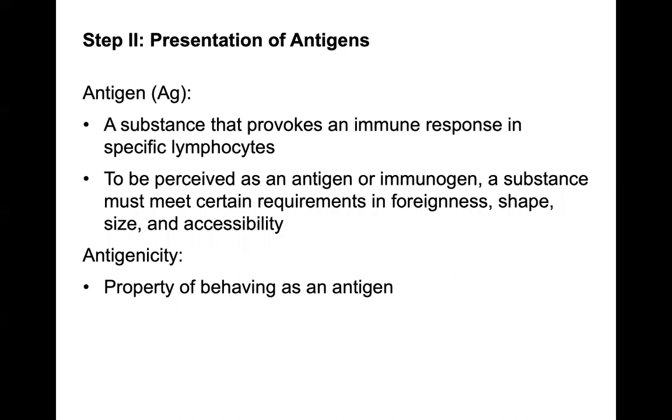Now let's talk about how the antigens get presented. An antigen, this is a substance that provokes an immune response in specific lymphocytes. To be perceived as an antigen or immunogen, a substance must meet certain requirements in foreignness, shape, size, and accessibility. Antigenicity, this is the property of behaving as an antigen.